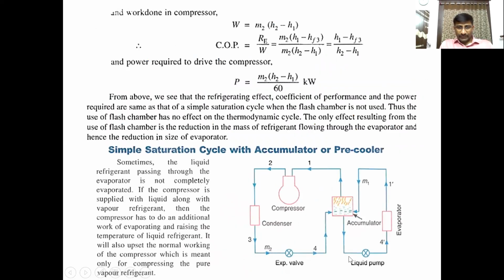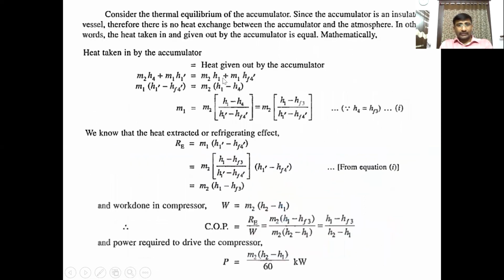It is 4-, after the liquid pump or before the liquid pump, it is 4-. So M1 into Hf4-, that is the pure liquid enthalpy Hf4-, plus M2 into H1. Here, M2 is the mass of refrigerant entering the compressor, and H1 is the condition. Therefore, M2 into H1 plus M1 into Hf4- is the heat given out from the accumulator.